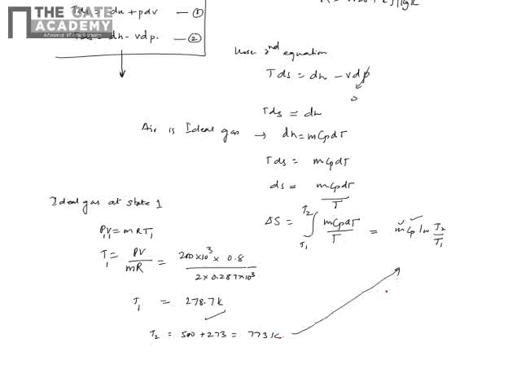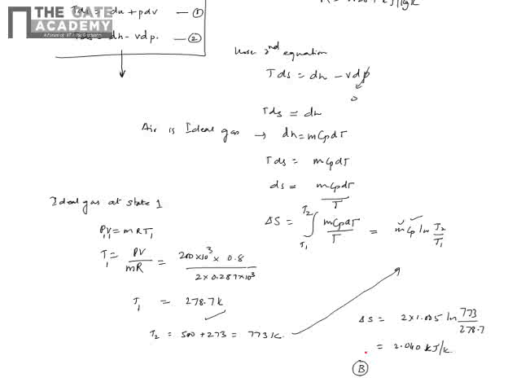So everything I know, I can use this equation to find entropy. So entropy change is 2 times 1.005 ln 773 by 278.7. When I calculate this, I get close to 2.040 kilojoules per Kelvin, and therefore the answer is 2.040, and the option is close to B.